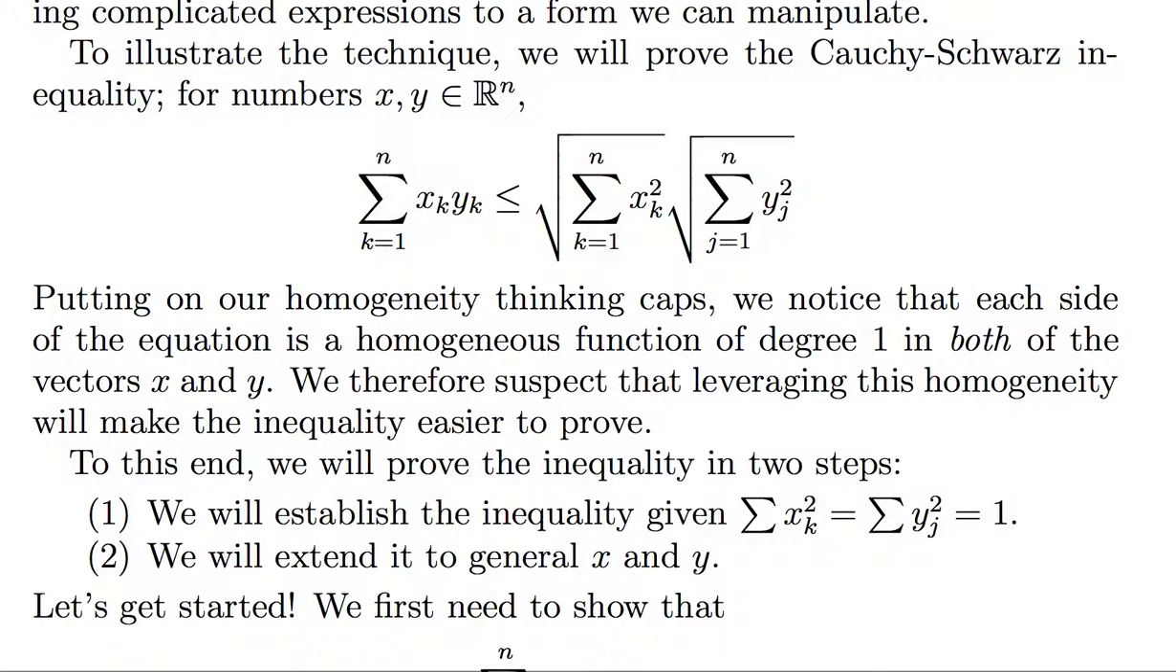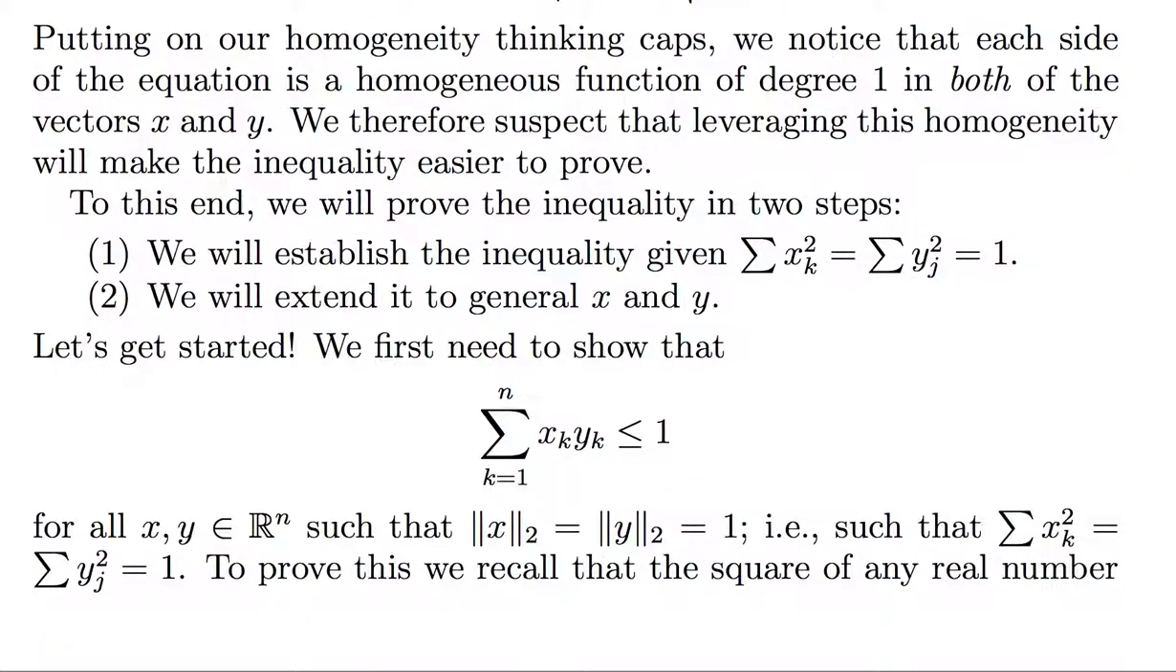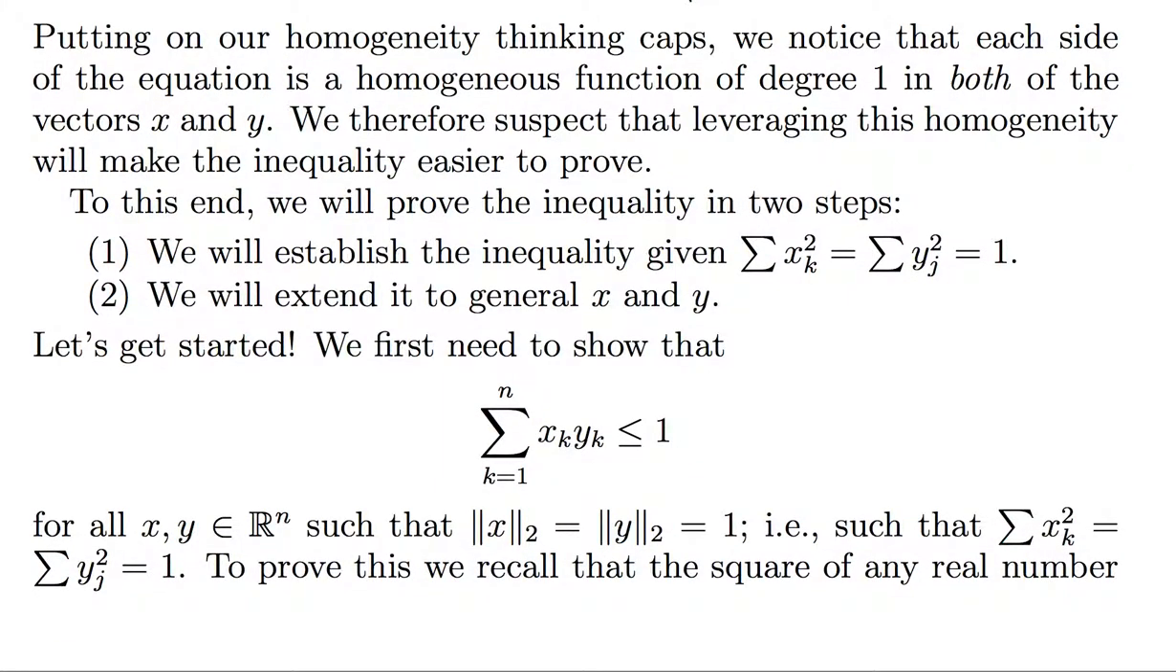Let's get started. We first need to show that the sum of xk yk from k equals 1 through n is less than or equal to 1, for all x and y in R^n such that the 2 norm of x is equal to the 2 norm of y is equal to 1, i.e. such that the sum of xk squared is equal to the sum of yj squared is equal to 1.